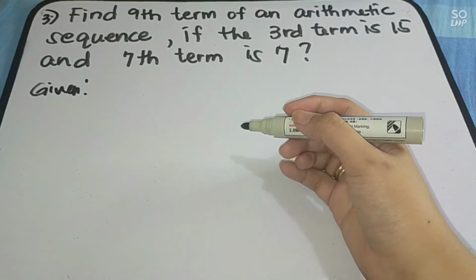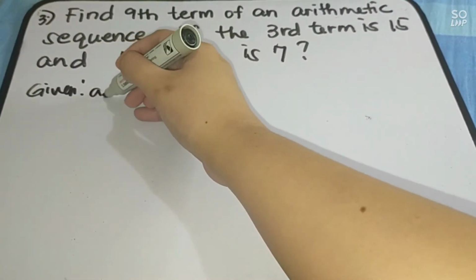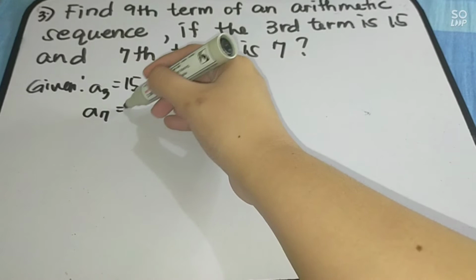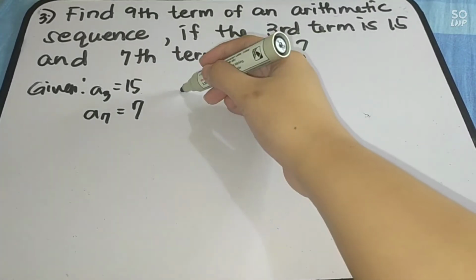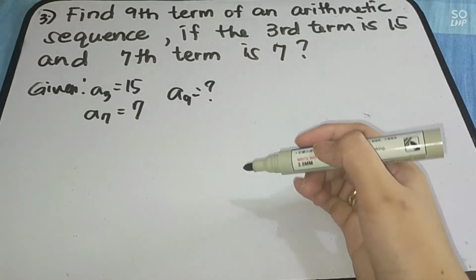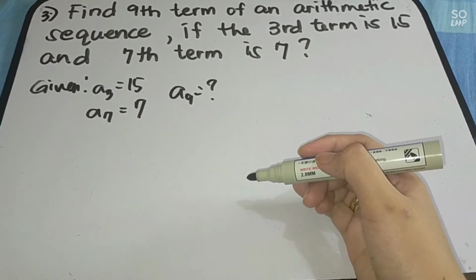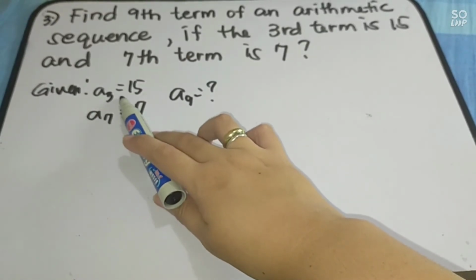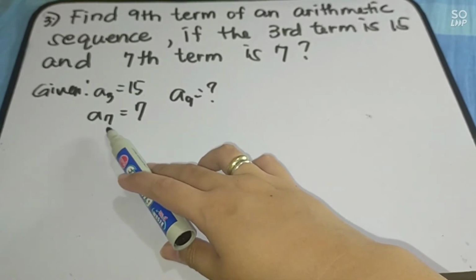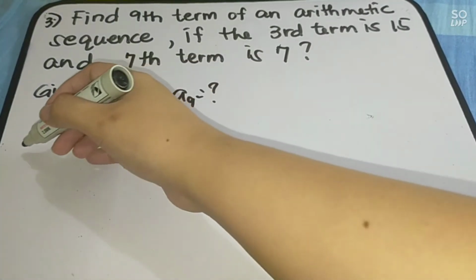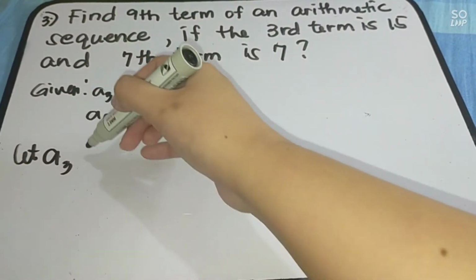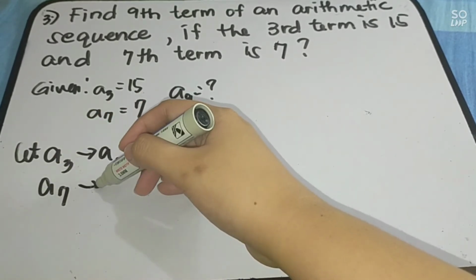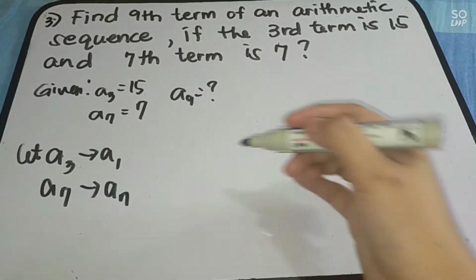In your given, you have here the third term. So, a sub 3, we have here 15. And then, the seventh term, that is a sub 7, we have here 7. Okay, we are going to find for a sub 9. So, how will you find it? Find the common difference. For us to find the common difference, you will let this a sub 3 as your first term and then a sub 7 as your last term. So, ganun lang siya. So, let a sub 3 be equal to a sub 1. And let a sub 7 be equal to the last term, which is a sub n.